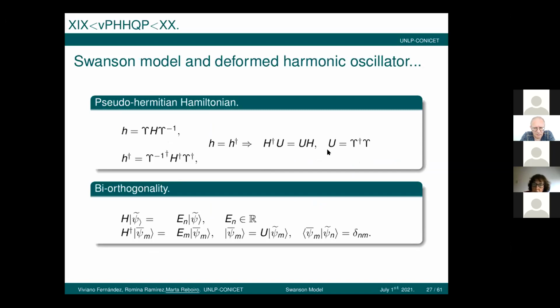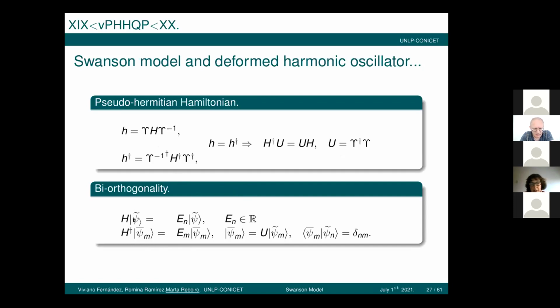The symmetry operator is constructed with the aid of the operators of the similarity transformation from H to the Hermitian one. And if the metric is positive, if this operator is positive definite, we can define a metric with it, and we can construct a biorthogonal basis. I think everyone is pretty familiar with this.